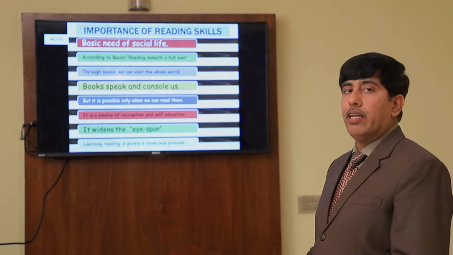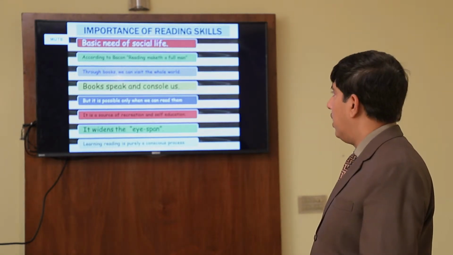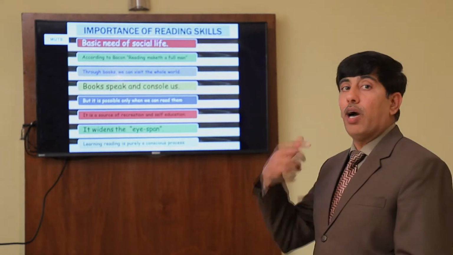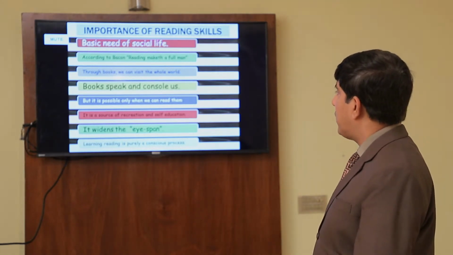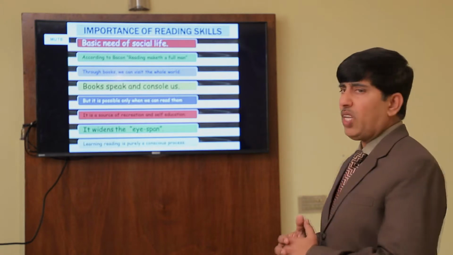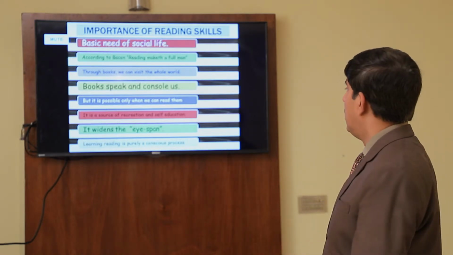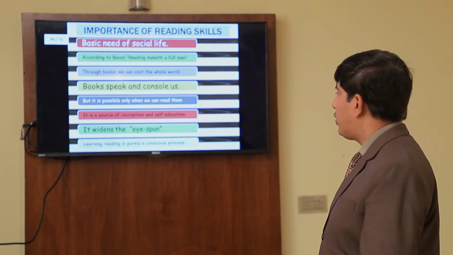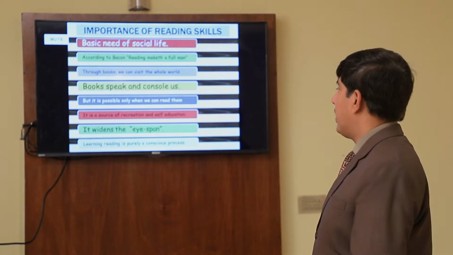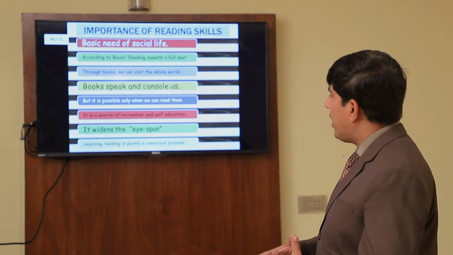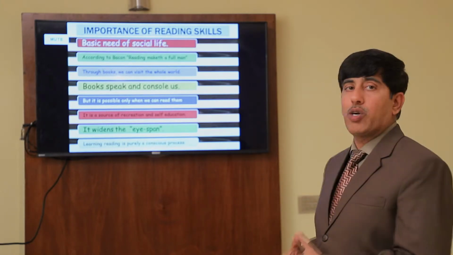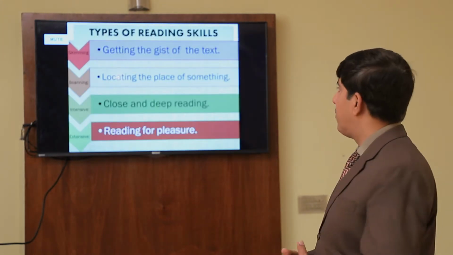According to Bacon, reading makes a full man. Through books we can visit the whole world, and books speak and console us, but it is possible only when we can read them. So it is a source of recreation and self-education, and it widens our eye span as well. And learning reading is purely a conscious process.